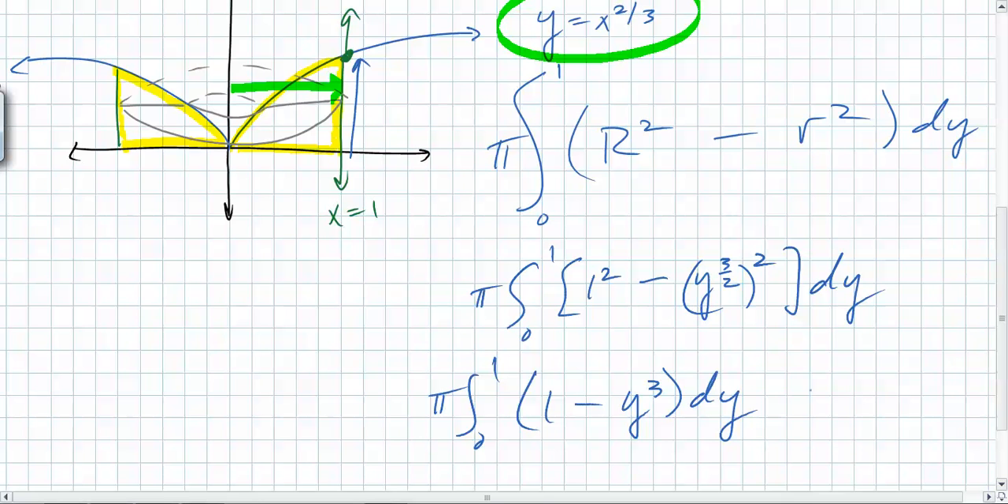Yes. At this point, the challenge is the setup. The integration is not the challenge. It will get more fun when we have things that are a little bit more involved, but the setup is the challenge right now.